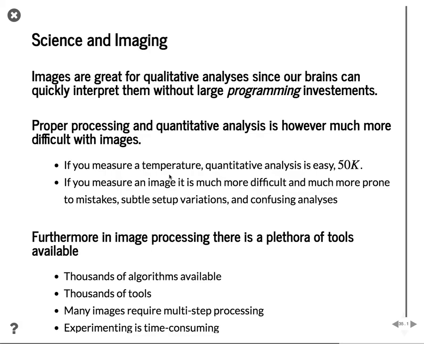So for the science of imaging, images are really great for qualitative analysis, and our brains are very good at looking at images and figuring out what's going on, but it's a lot more difficult for quantitative analysis. If you measure a temperature, quantitative analysis is easy. The temperature is 50 Kelvin. You can look at the spec sheet for the thermometer and figure out that the performance of the thermometer around 50 Kelvin is plus or minus 2 degrees. So you now have your measurement and you have your error bars in one single step.